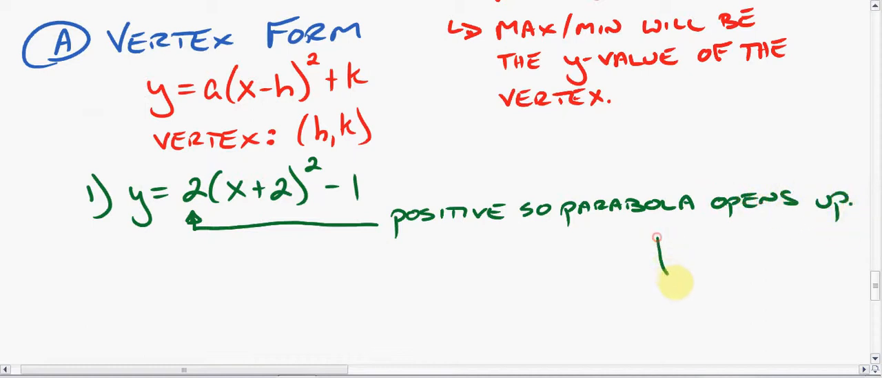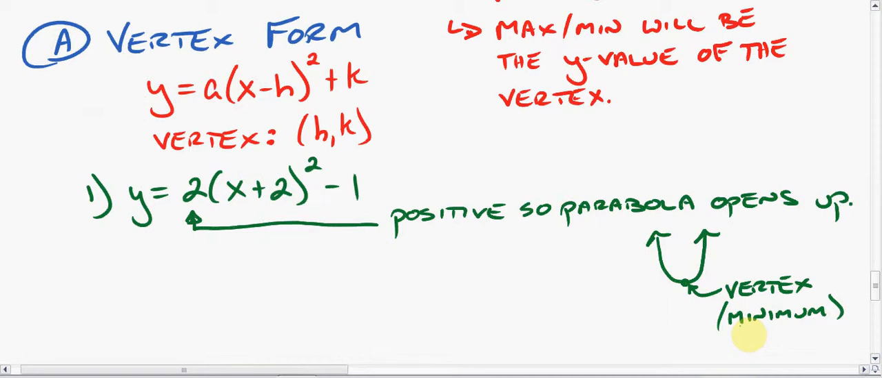Just a quick visual for those that won't need to see it. The parabola that opens up looks like this. So the vertex is going to be here. If the parabola looks like this, it's going to go forever and forever in the positive direction. It has a lowest point though. So since it has a lowest point, do you have a max or do you have a min? You're going to have a minimum. So whenever your parabola opens up, you are always going to have a minimum.